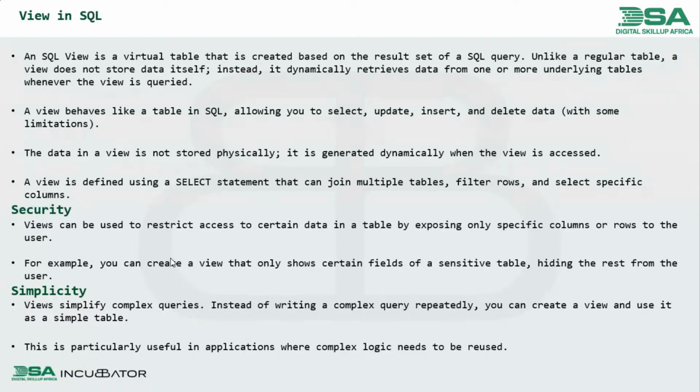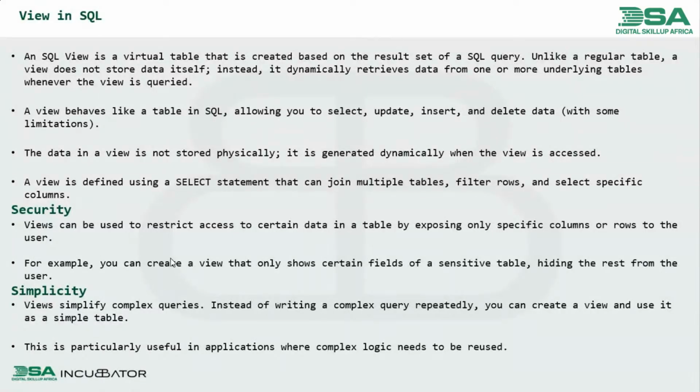Now, unlike a regular table, a view does not store data itself. It's a virtual one, so there's no way it stores data itself. But instead, it dynamically retrieves data from one or more underlying tables whenever the view is queried. So what this is saying is that a SQL view is created from two or more tables, right?